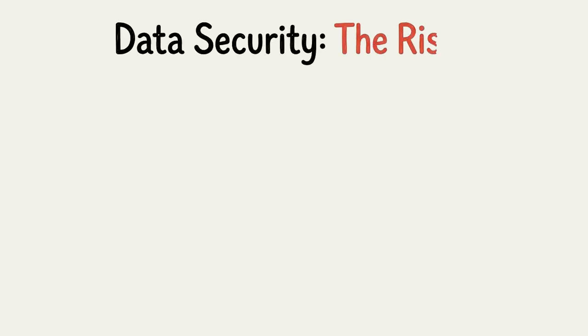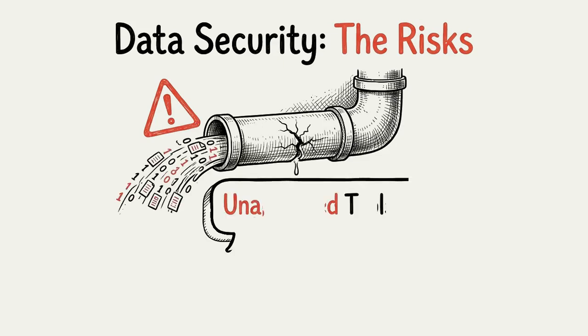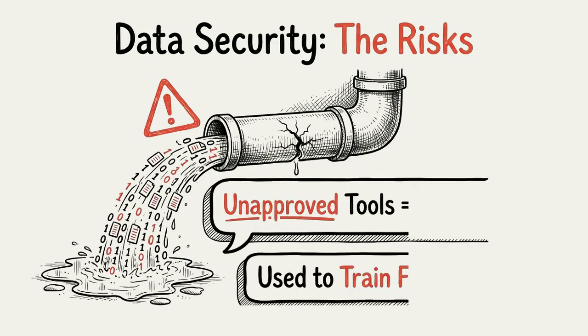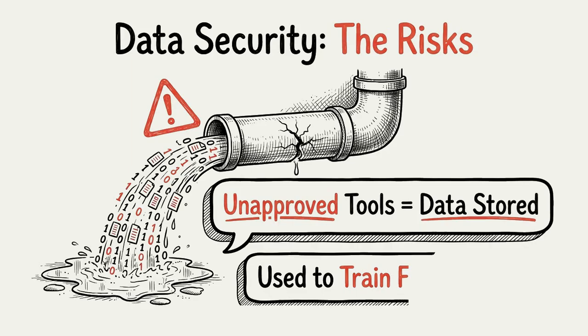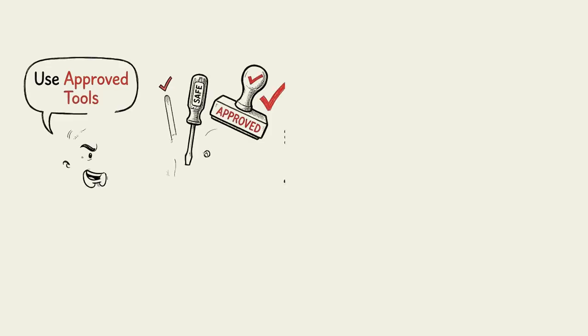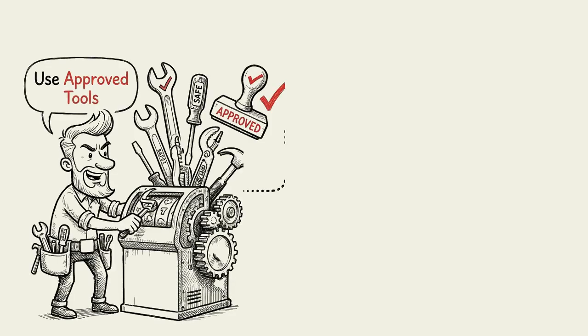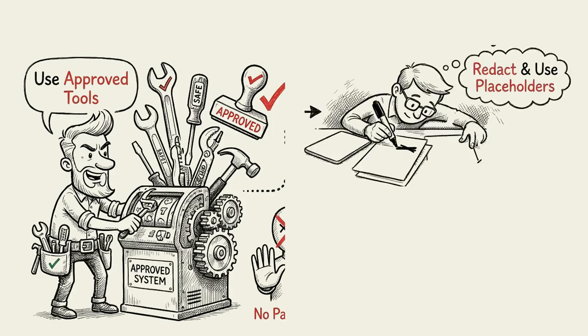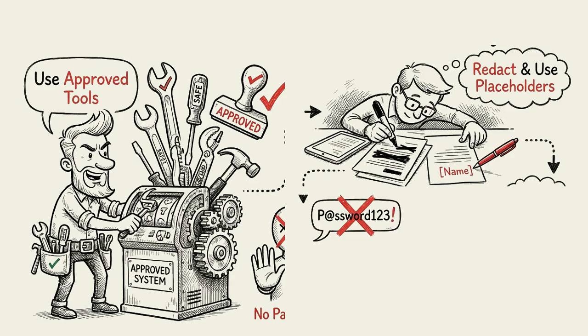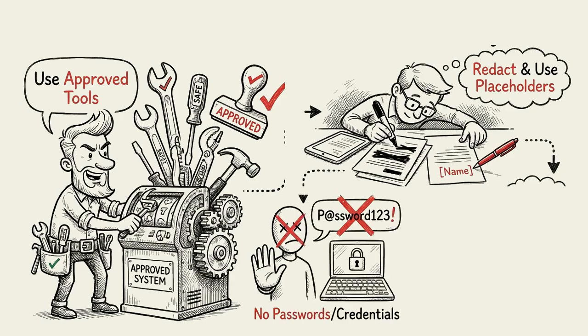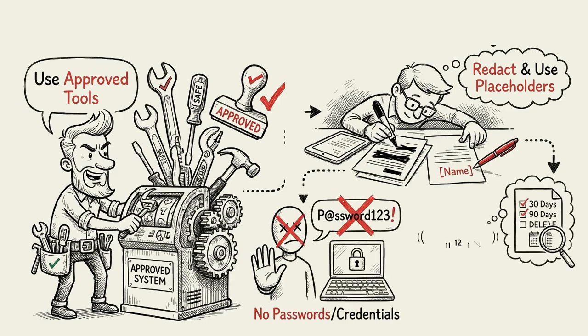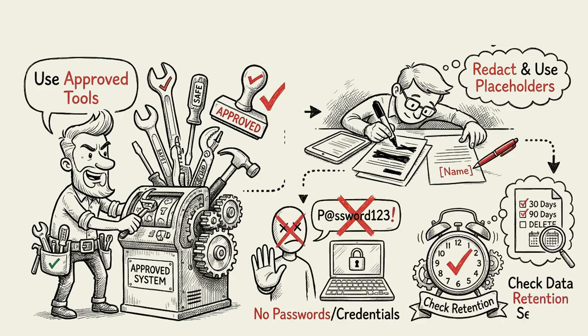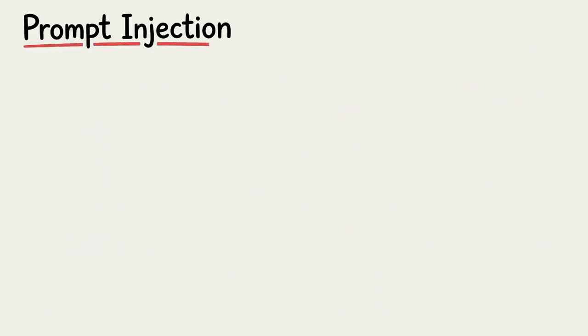Finally, let's talk about data security with AI tools. The biggest risk is data leakage. If you paste sensitive data into an unapproved AI tool, that data may be stored or used to train future models. To stay safe, use only approved AI tools. Redact sensitive information. Use placeholders like customer name. Don't paste passwords or credentials. And understand the tool's data retention settings.